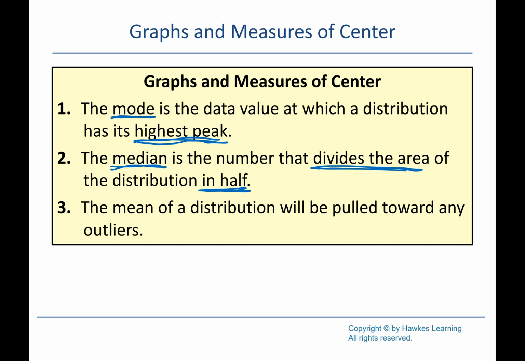And then number 3, the mean. We've already talked about this. The mean is going to be pulled toward any outliers we have on our graph. Okay.